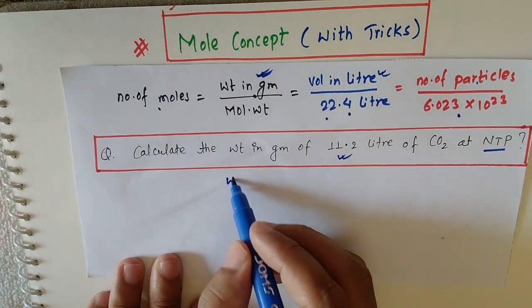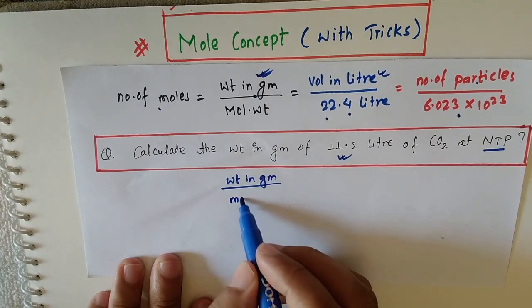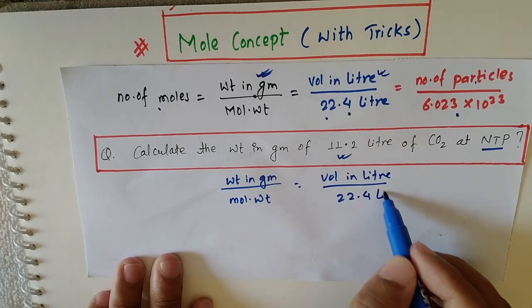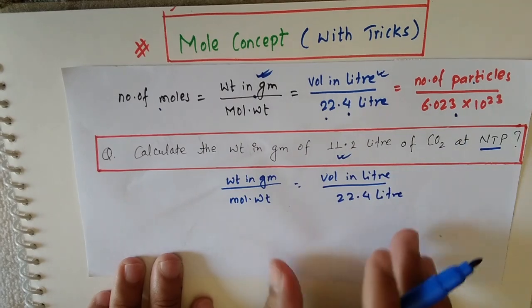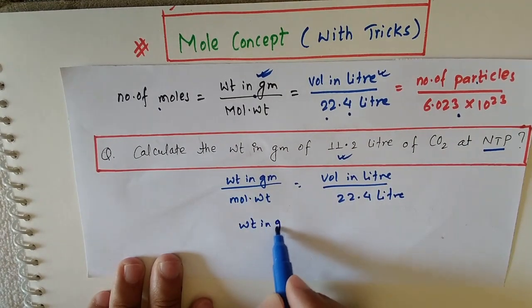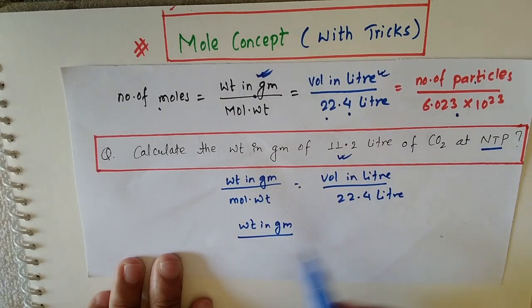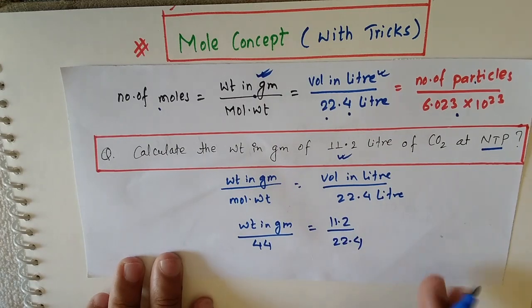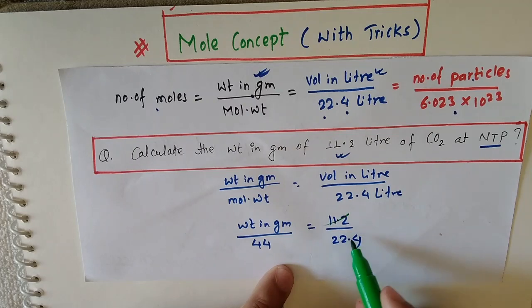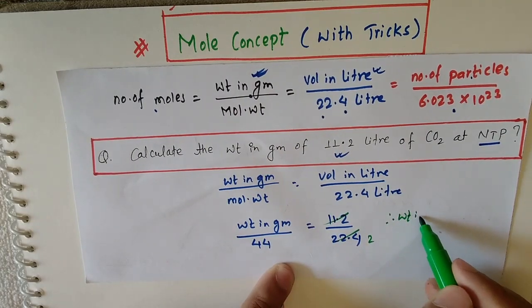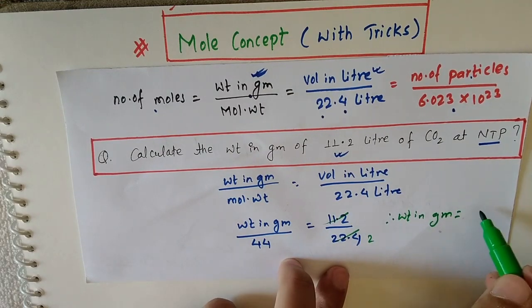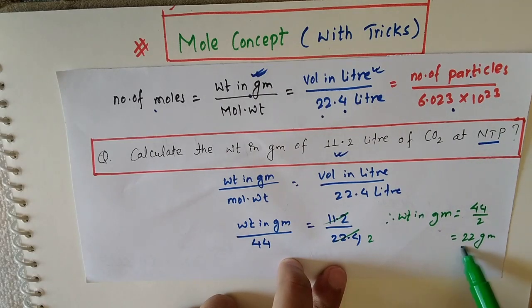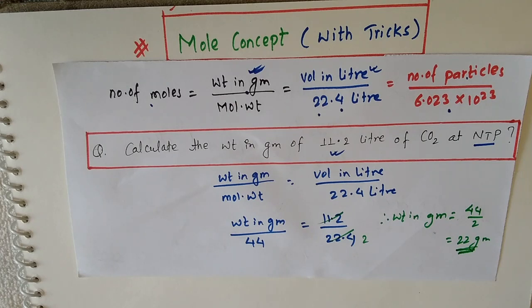So we can use weight in gram divided by molecular weight equals volume in liter divided by 22.4 liter. Volume is given in liter, so we use this. Weight in gram is what we have to calculate, divided by molecular weight of carbon dioxide, which is 44. You know this. Volume of CO2 is 11.2, divided by 22.4. Now we can calculate the weight in gram. 11.2 into 2, so therefore weight in gram equals 44 divided by 2, that is 22 gram. Therefore 11.2 liter of CO2 at NTP contains 22 gram of carbon dioxide.